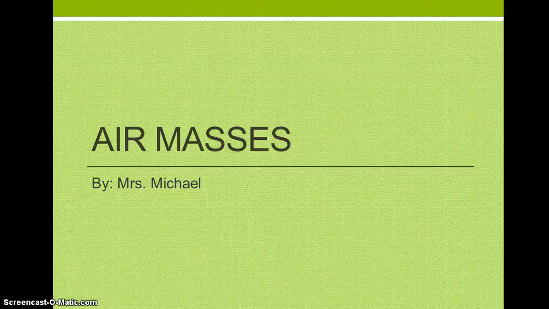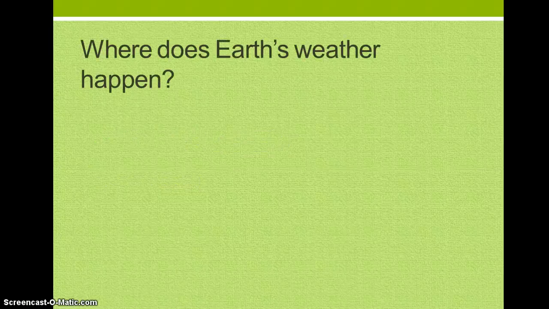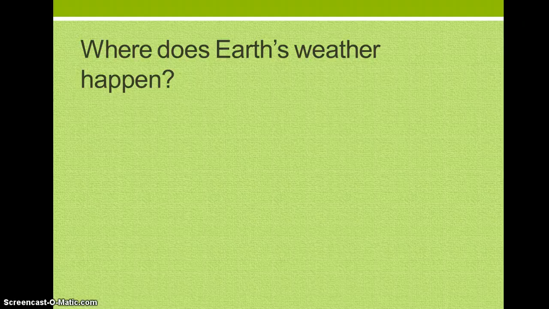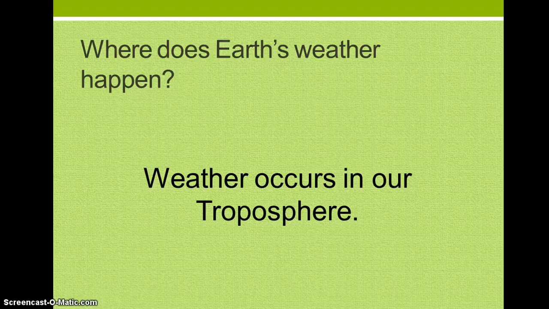We are going to be investigating air masses. Where does Earth's weather happen? Well, hopefully you remember that the answer to that is troposphere, which is where we live, and it is the closest atmospheric layer to Earth's surface. The troposphere is going to contain most of the atmosphere's clouds and water vapor.